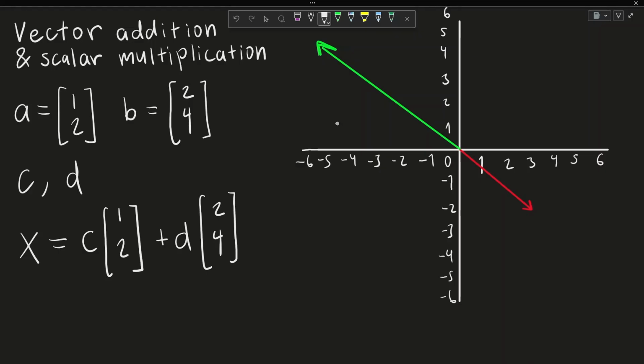And so this is a preview into the concept of span in linear algebra, which we'll explore in a future video.